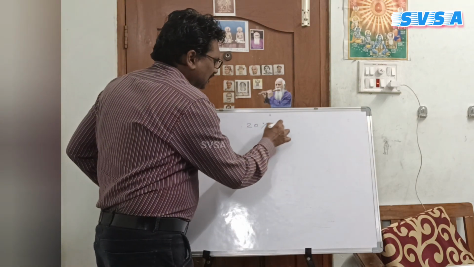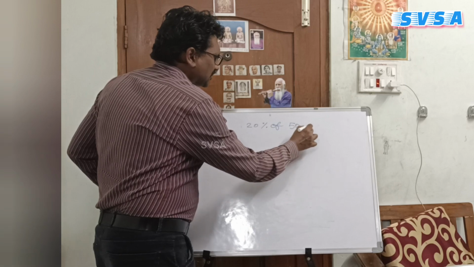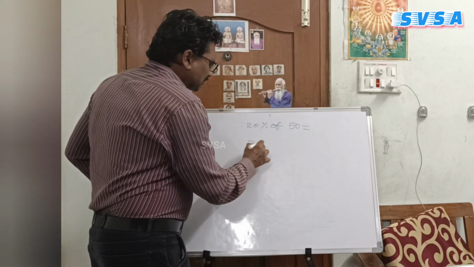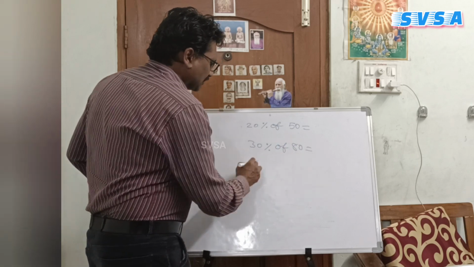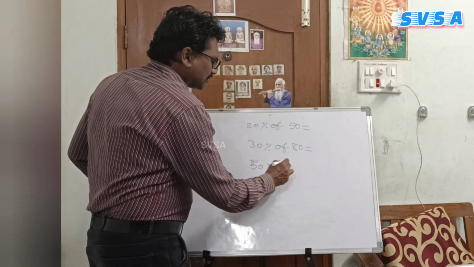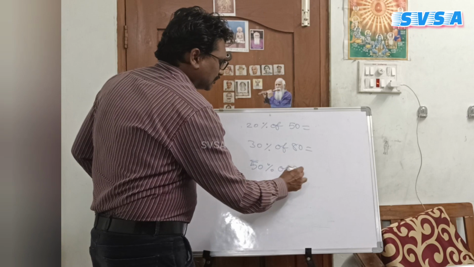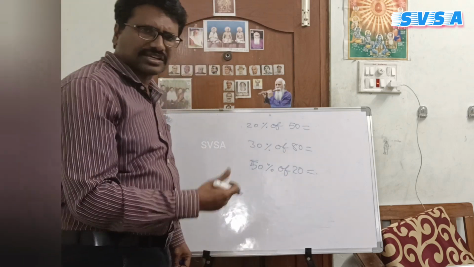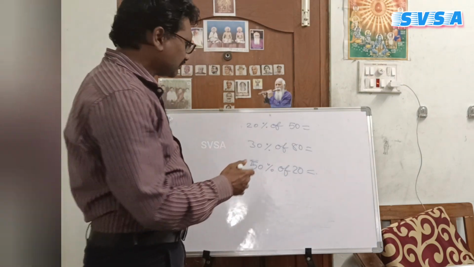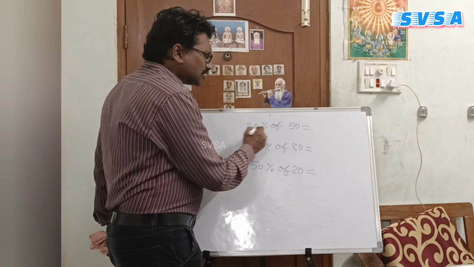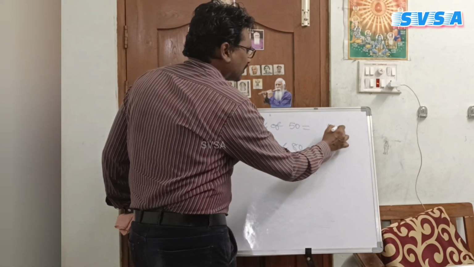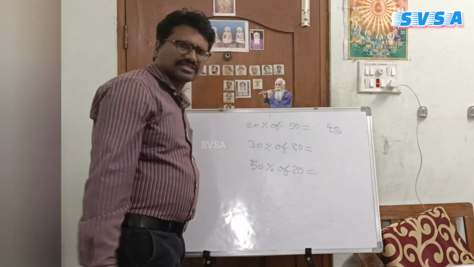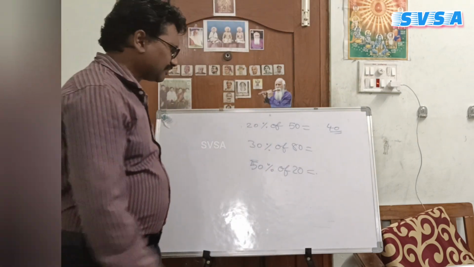20% of 50, 30% of 80, 50% of 20, how much is each? It is also the same. 20% of 50 means 2 fives are 10, 50 minus 10 is 40. This is the final answer.